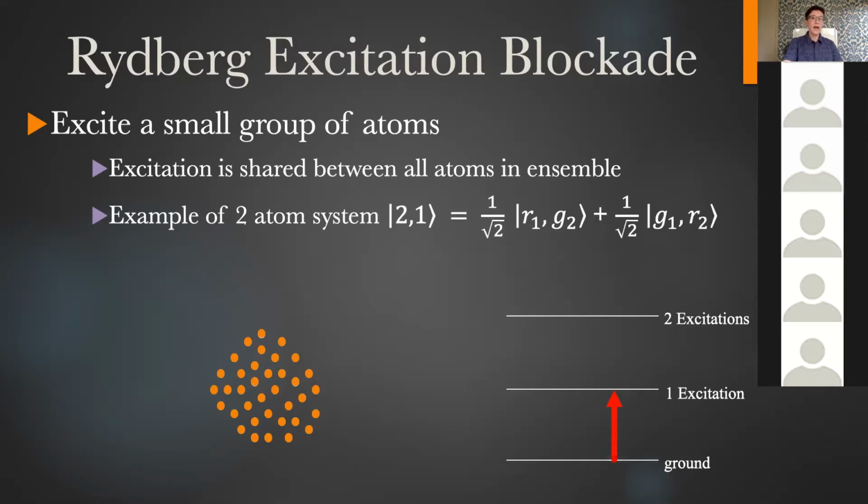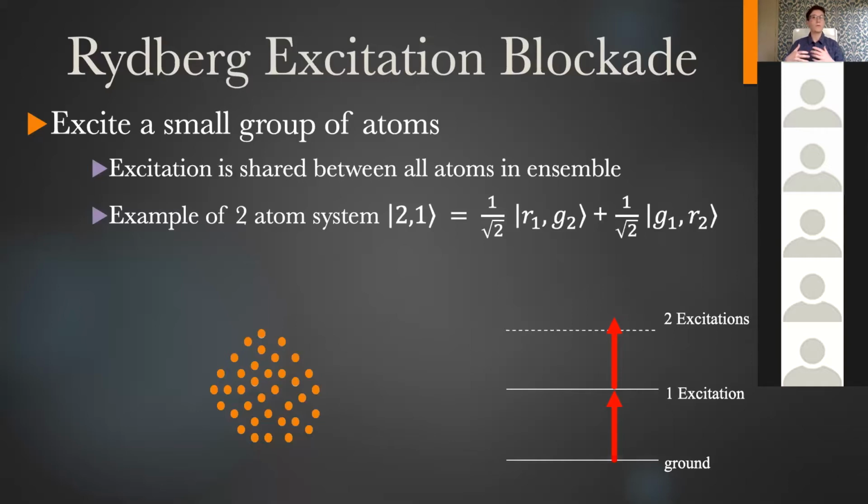Awesome. So now what happens when we want to try to excite two atoms? Well, we find that the energy level is shifted. We can't excite two atoms. This is because of that dipole-dipole interaction that I talked about on the previous slide. Because of those interactions, there's extra energy in the system, and this means that we can't produce a second Rydberg atom.